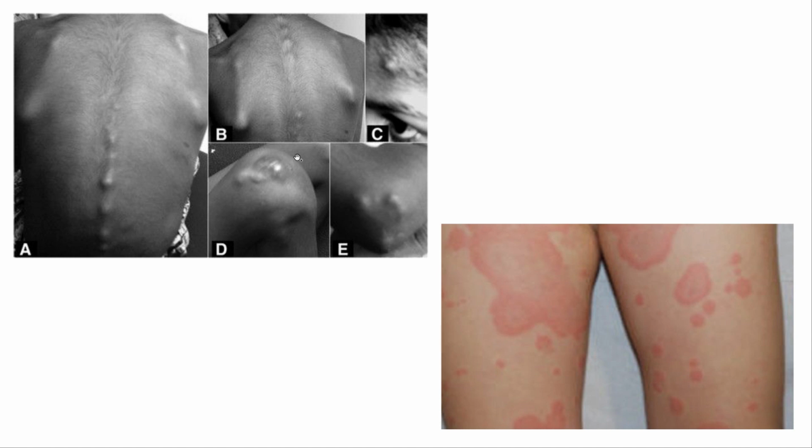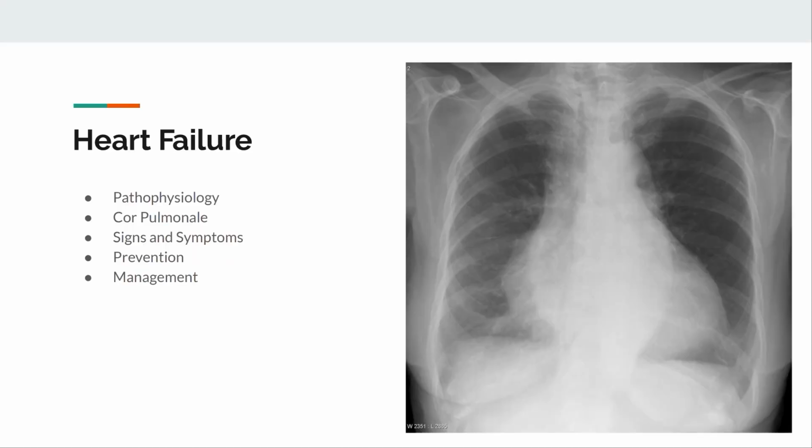Here are the nodules, so they're commonly on the extensor surfaces of the elbow and the knee. And here is erythema marginatum. It's an interesting looking rash. I've never seen rheumatic fever, but my friend is a nurse in the Northern Territory, and she sees a couple of people with rheumatic heart disease every day.